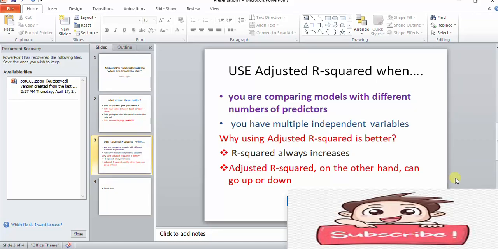So use adjusted R square if you are comparing two models, and if you have multiple independent variables. Use R square if you have a single independent variable, because you have nothing to adjust in the case of having a single independent variable. Thank you.